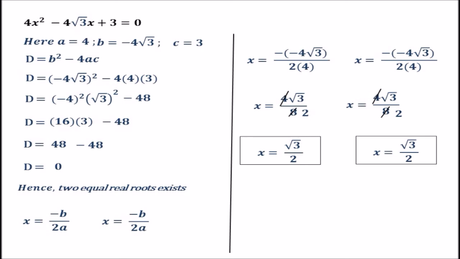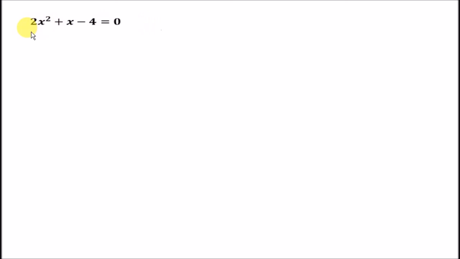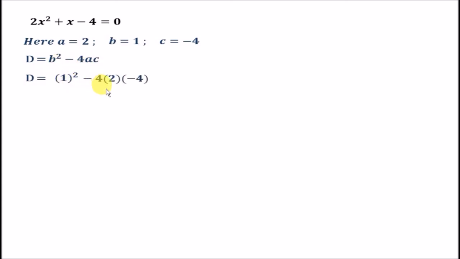The next question, 2x square plus x minus 4 equals 0. Here the coefficient of x square, a, is equal to 2, the coefficient of x, b, is equal to 1, and the constant term c is equal to minus 4. Let's find the discriminant. D equals b square minus 4ac. Putting the values, D equals 1 square minus 4 into 2 into minus 4.